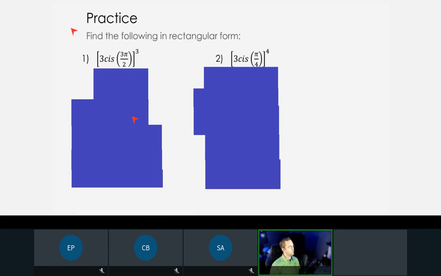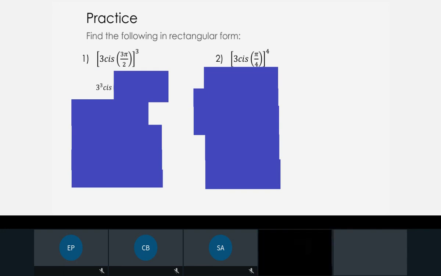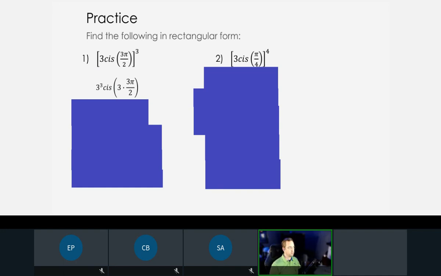Okay, I have number 1 and 2 on this page. We'll do the first one together. I'll give you time to work on number 2. All right, so the steps again. We are in polar format already for this complex number. We are going to raise the r value, which is 3, to the 3rd power. And then we are going to multiply theta, which happens to be 3 pi over 2, by the exponent. So there's the setup.